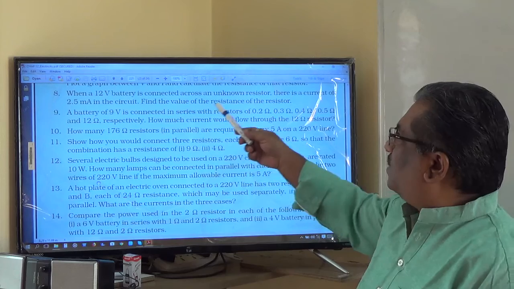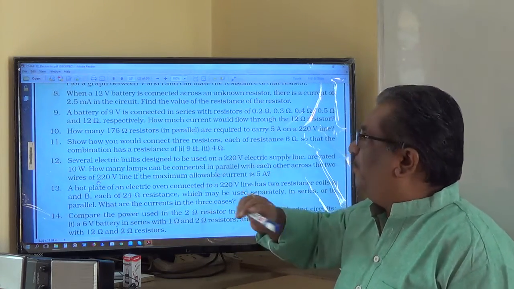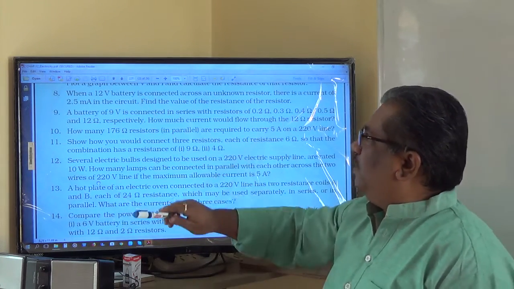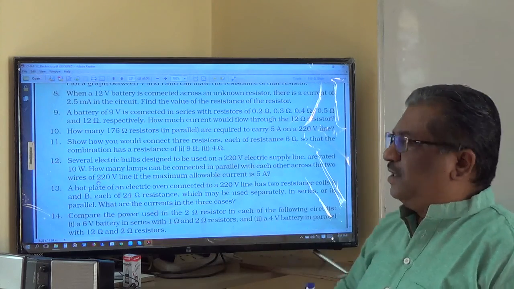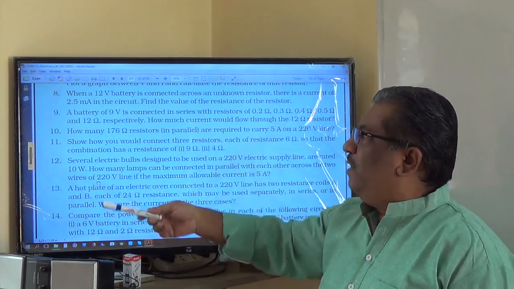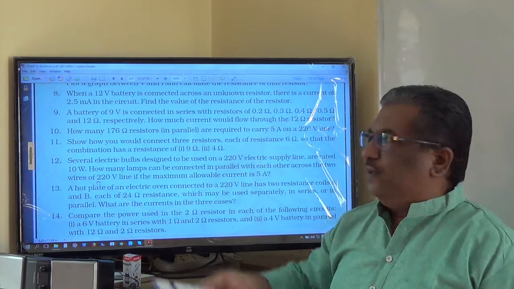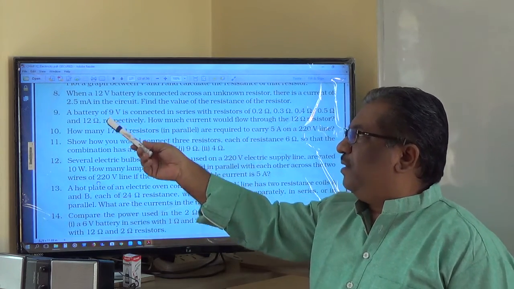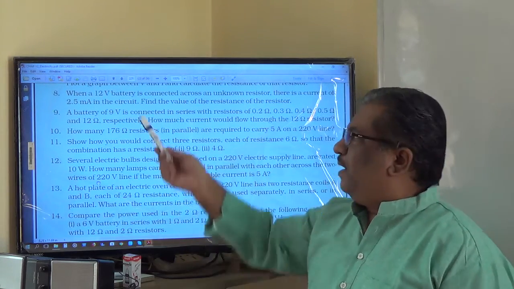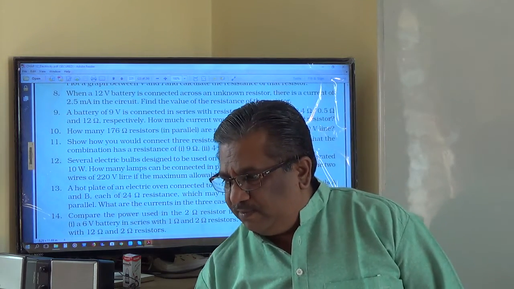When a 12 volt battery is connected across an unknown resistor, there is a current of 2.5 milliamps in the circuit. Find the value of the resistance of the resistor. Voltage is given, current is given, finding the resistance R, which is very easy. Using V is equal to IR formula, R is equal to V by I. Only thing is 2.5 milliamps should be converted into ampere. That is 2.5 milliamps is equal to 2.5 into 10 to the power minus 3 amps. And use that formula, substitute and get the value. Let us go for ninth one.